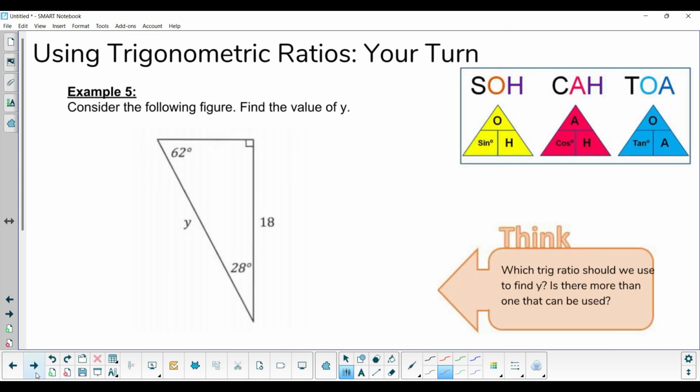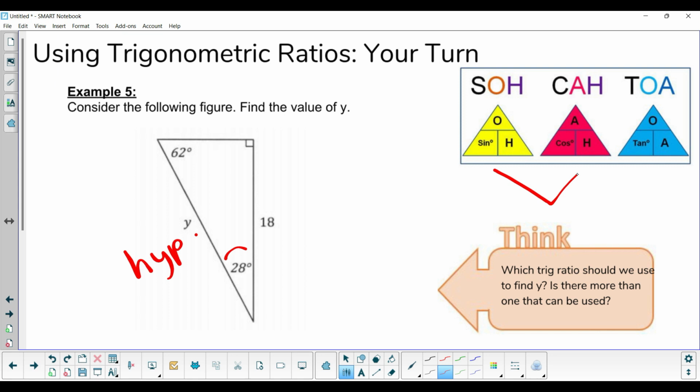So we have another question over here. It says to find the value of y. Now for this question, we have options, but we don't have all the information that we need to use all those options. We have a 28, we have an 18, we have 62, I'm sorry. Try to identify your parts, guys. Y is the hypotenuse. Okay, so I'm missing the hypotenuse. So I have to use one of these two because I'm missing the hypotenuse. It's your decision which one you want to use.